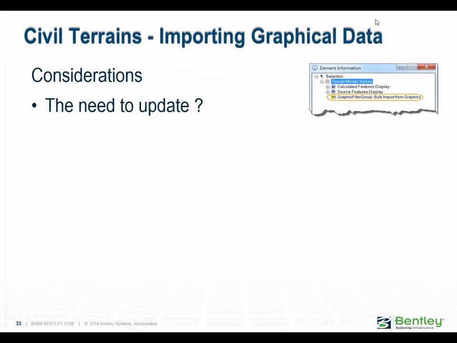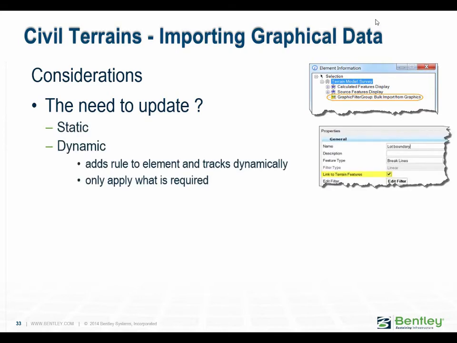I keep talking about graphical filters, so what are they? Let's take a look at graphical data, how we can utilize it and what we need to consider when we're dealing with it. Basically, a graphical filter allows us to create a static rule. It can also be dynamic if we need it to. There is an option to link to the terrain feature itself, so we can get certain features to be dynamic at the same time. So a graphical filter can be both static and dynamic.